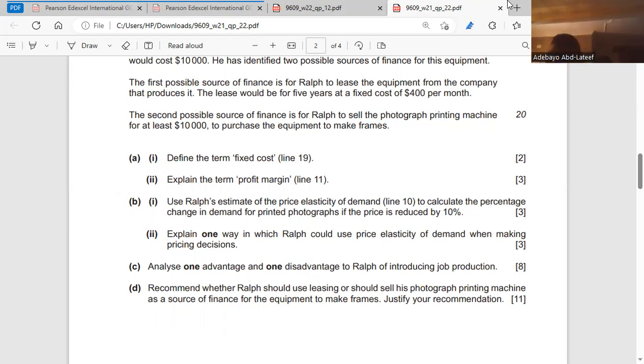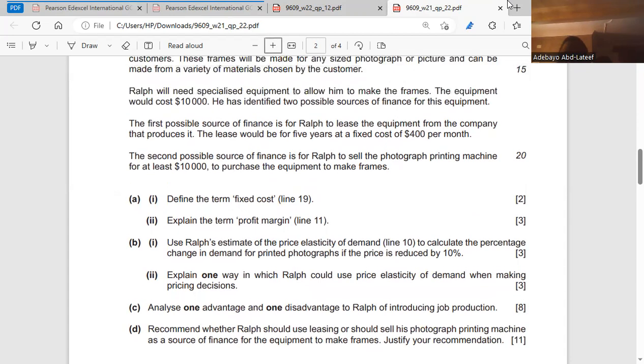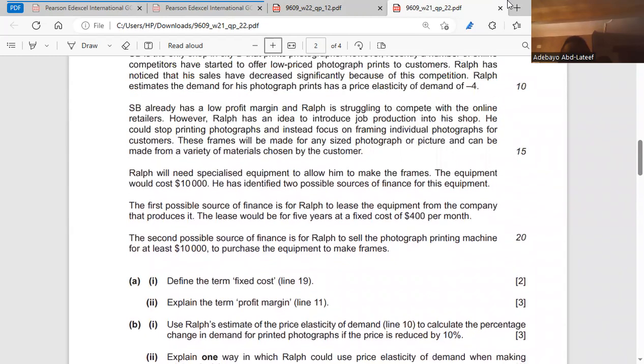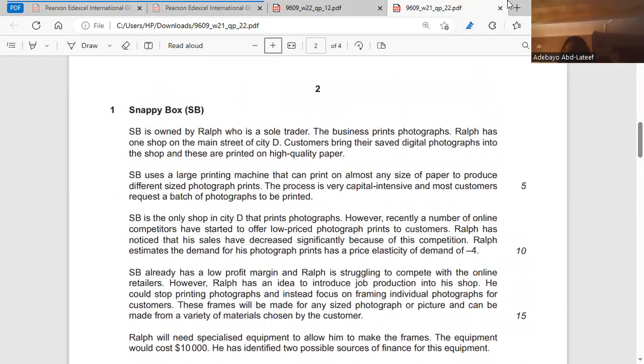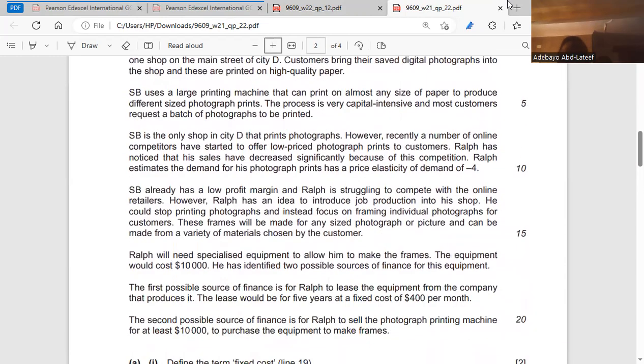Okay. B, use Ralph's estimate of the price elasticity of demand, line 10, to calculate the percentage change in demand for photographs if the price reduced by 10%. So we'll go back to the case study now. Go to the third paragraph.